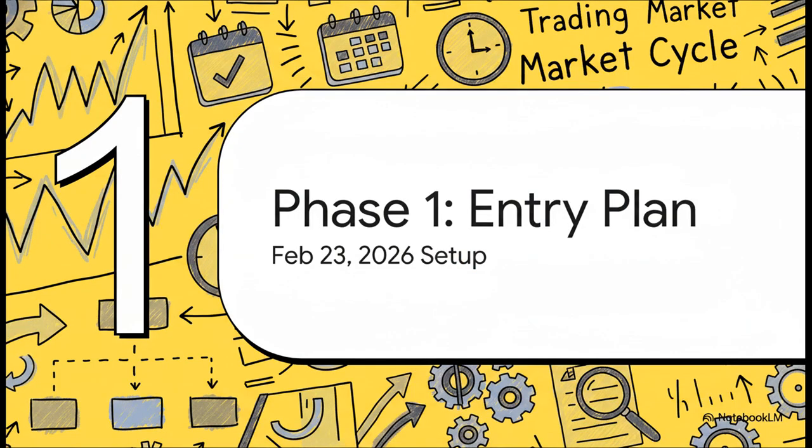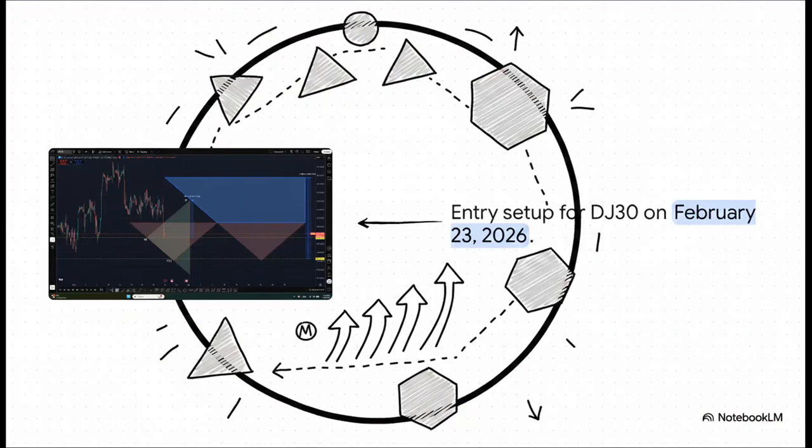Okay, so first up, Phase 1, the entry plan. Now, this is crucial. Everything you're about to see was documented back on February 23, 2026. That's before any of this started to play out in the market. This gives us the original blueprint for the entire strategy. Take a look at this chart. This is a snapshot of the exact market conditions on that setup day. You can see the model identified a very specific geometric structure, and right there, at that point labeled M, that was the planned primary entry point.